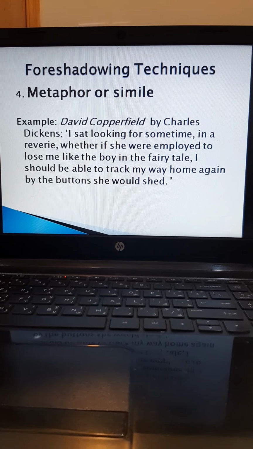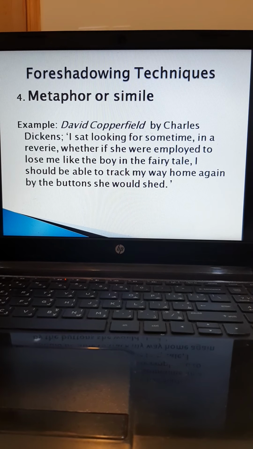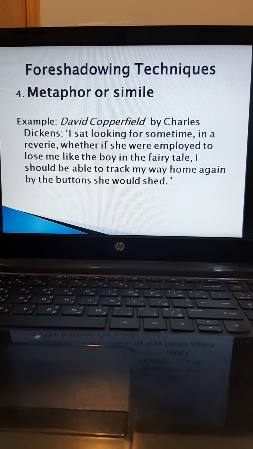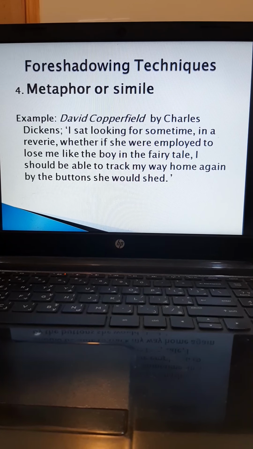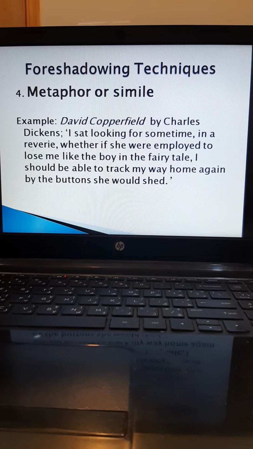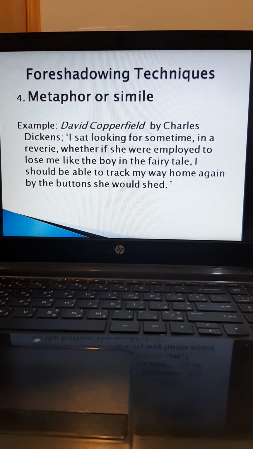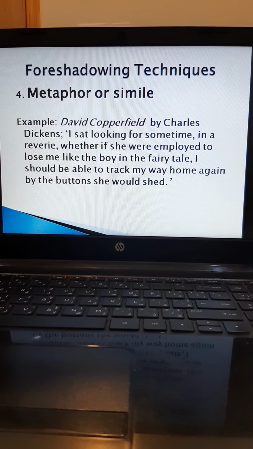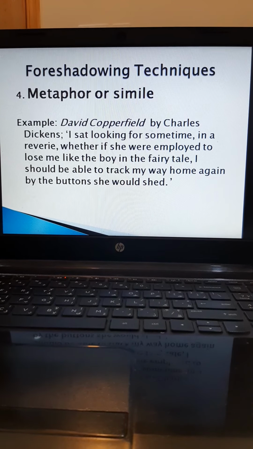Okay. Number 4, figurative language. Figurative language like similes and metaphors can be effective foreshadowing tools. For example, in David Copperfield, Dickens uses a simile to foreshadow the distance between him and Peggotty by comparing her to a figure in a fairy tale. I quote, "I sat looking for some time in a reverie, whether if she were employed to lose me like the boy in the fairy tale, I should be able to track my way home again by the buttons she would shed." Unquote.